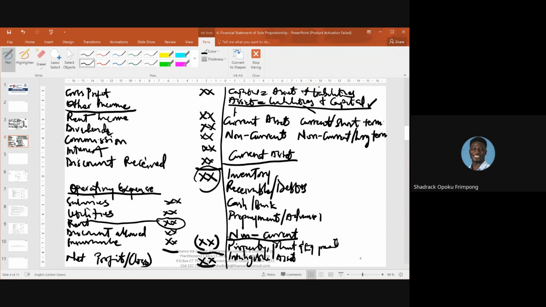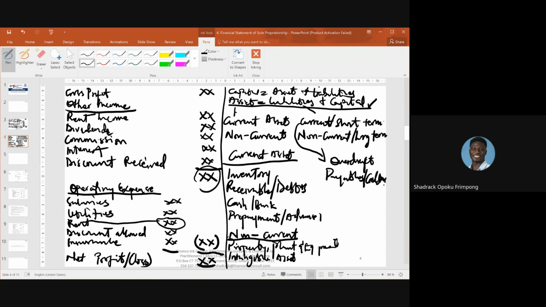Now, when it comes to your current or your short-term liabilities, we are looking at overdraft. The bank might give you an overdraft, and the expectation is that by the end of the next financial period, you should be able to pay your overdraft. The way someone is owing you is the same way you might also be owing someone. So that becomes your payables. Some other people call it creditors.